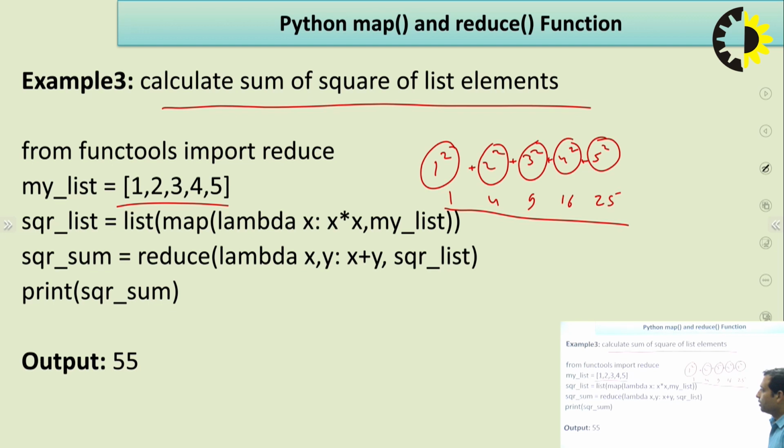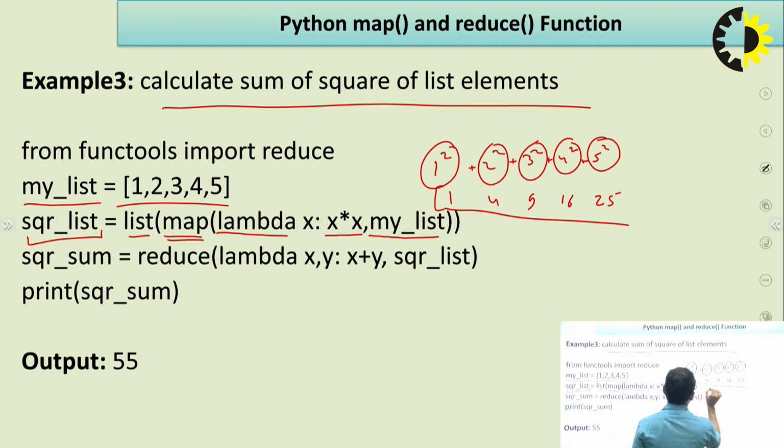So how to do this? By using the map function. The same operation is applied on each element, so use the map function. First parameter, as we have seen already, is lambda. Now x into x, we are squaring each element of my list, and we have converted it into a list named square list. Now perform the next operation on the elements, which means the reduce function is required.